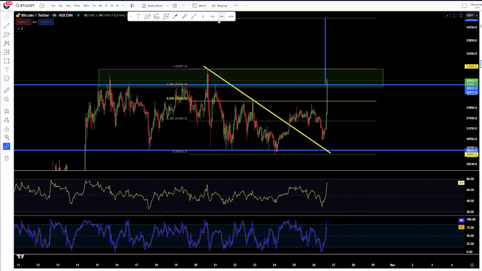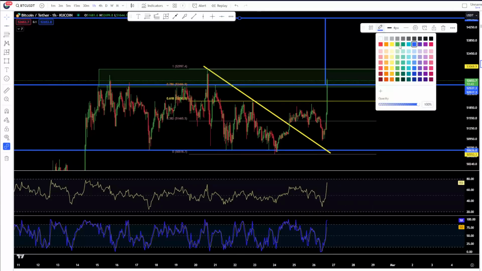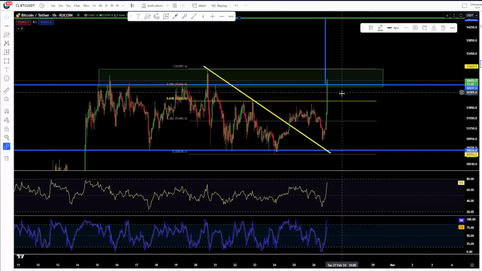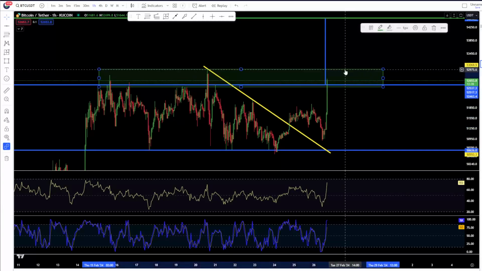If the price goes up and positively tests the upper zone of the channel and resistance zone, we can see an increase to around $54,494.